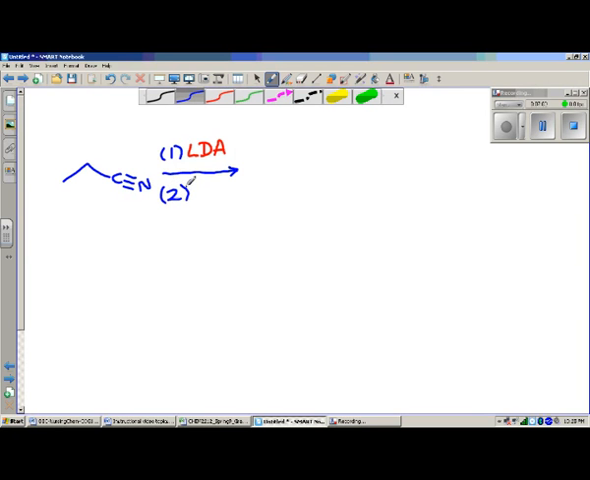I'm sure everybody got LDA there, to deprotonate the alpha carbon. And then, let's say we add in our iodomethane, methyl iodide, whatever you want to call it. Gives us the same nitrile, but that is now alkylated. Does that make sense? I hope so.